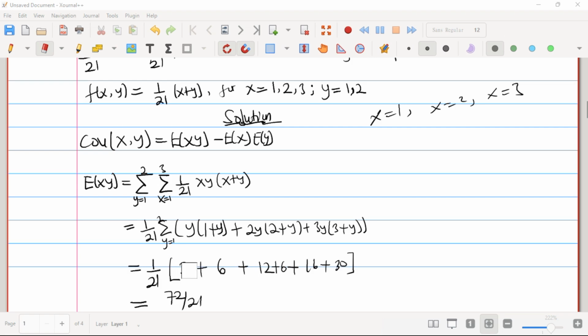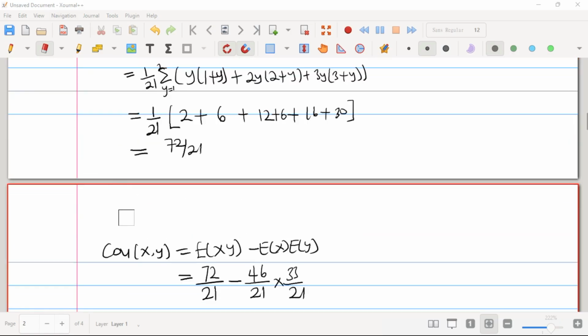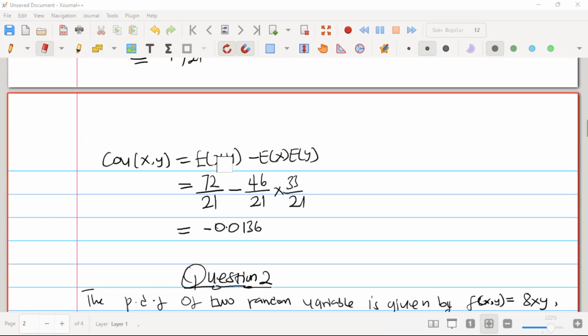So when you multiply everything and add everything, you are going to get 72 divided by 21 to be the expectation of what? x times y. So for the covariance, you are going to get expectation of xy minus expectation of x times expectation of y. We are going to get 72 divided by 21 minus 46 divided by 21 times 33 divided by 21, of which you are going to get negative 0.0136 to be our answer.